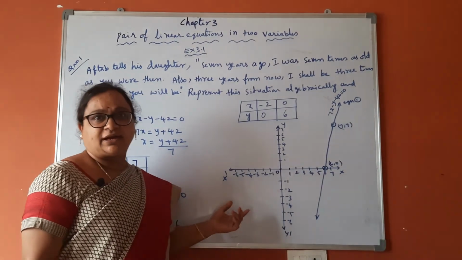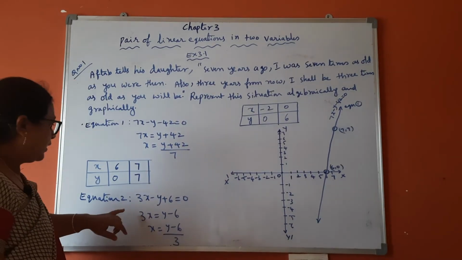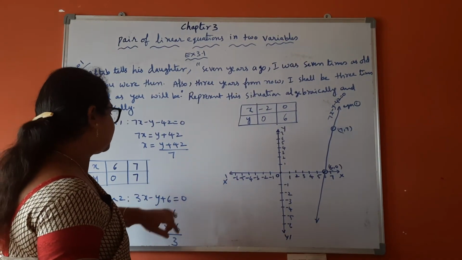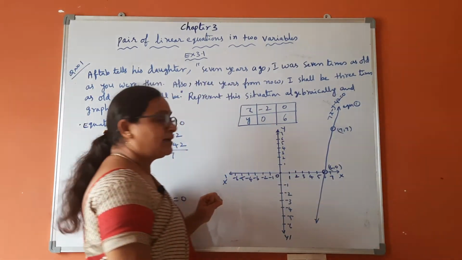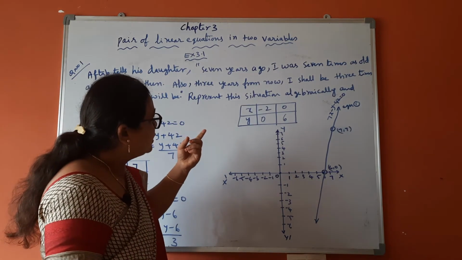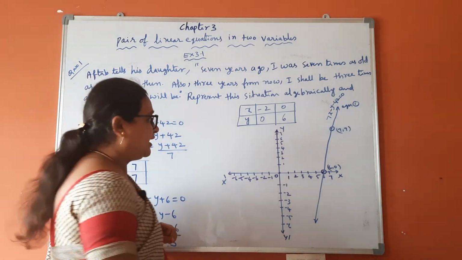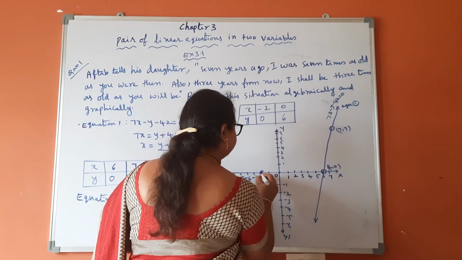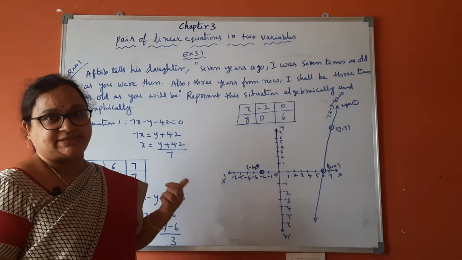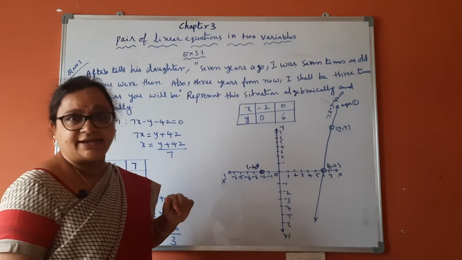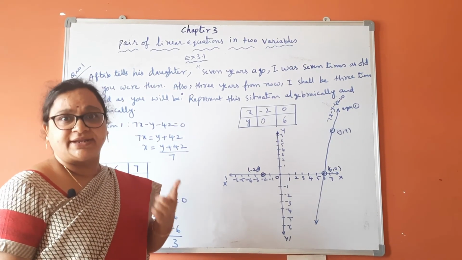We all know that the graph of a linear equation is a straight line. Then equation 2, that is 3x minus y plus 6 is equal to 0. Solution set: first one is minus 2 comma 0. Here also x coordinate is minus 2 and y coordinate is 0. So it lies on negative x axis, minus 2 comma 0, and 0 comma 6. x coordinate is 0 and y coordinate is 6. So it lies on y axis because its x coordinate is 0.